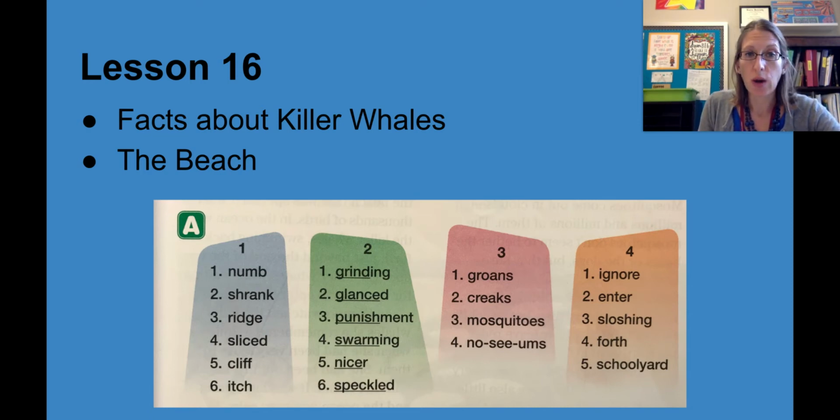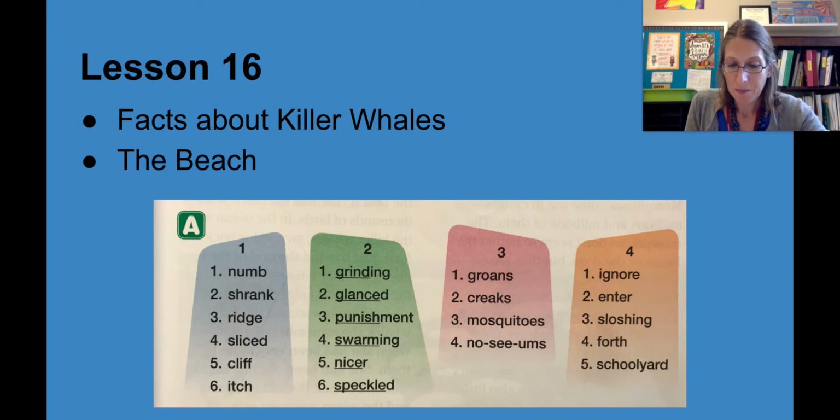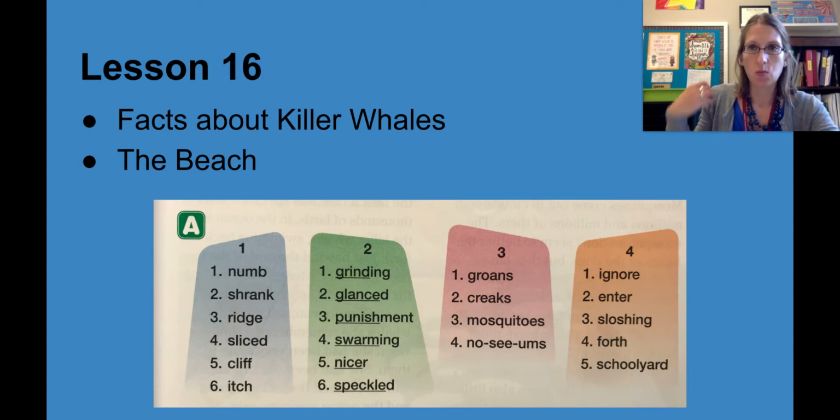Word 2 is shrink. What word? So things that get smaller now shrink. And things that got smaller yesterday shrank. So it's kind of the past tense of the word shrink. All right, word 3 is ridge. What word? Word 4 is sliced. What word? Word 5 is cliff. What word? And word 6 is itch. What word?